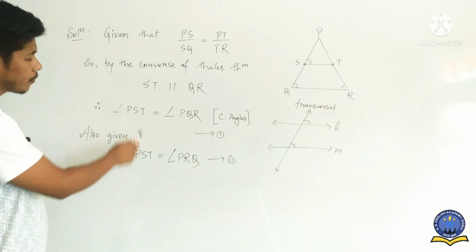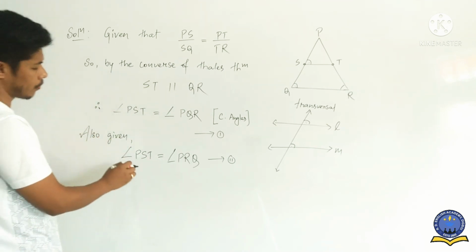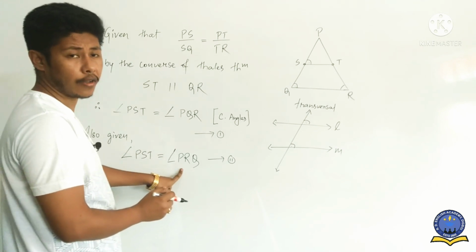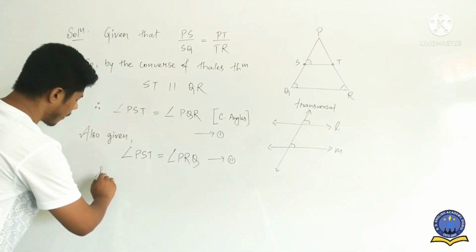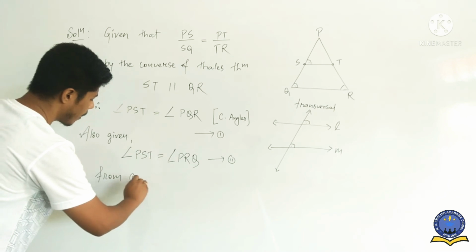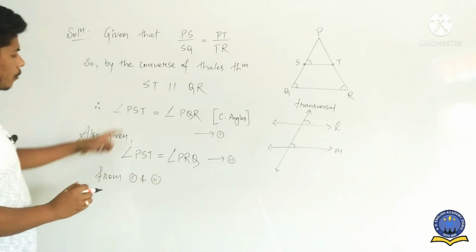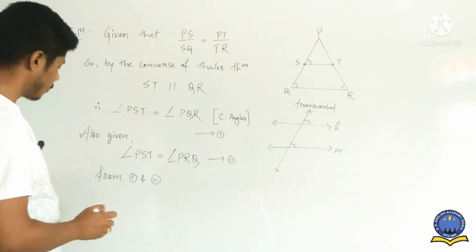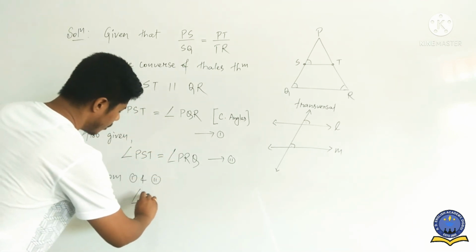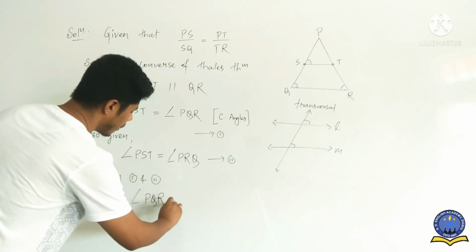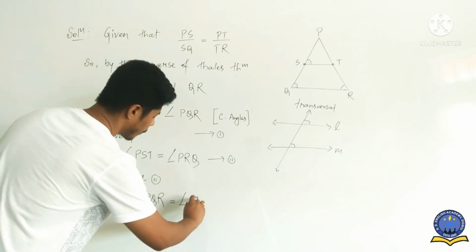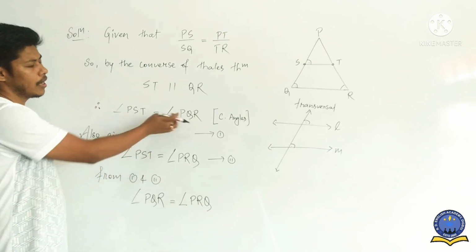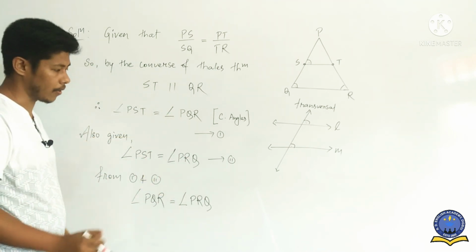So if you compare equation number 1 and equation number 2, PST equals PQR as well as PST equals PRQ. So from 1 and 2 we can write, if the left hand sides are equal, that means the right hand sides are also equal. So that's why we write angle PQR is equal to angle PRQ. All of you understood this one? If the left hand sides are equal, then right hand sides are also equal.